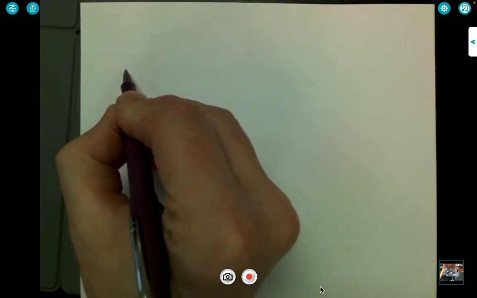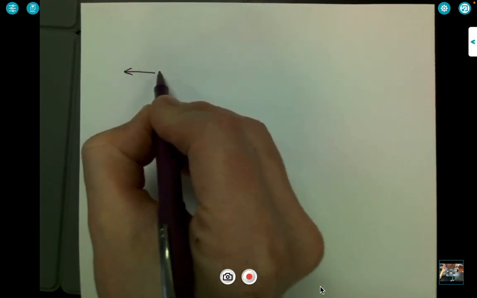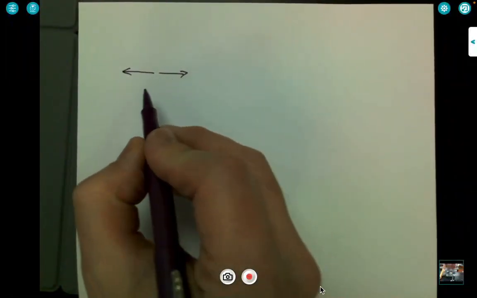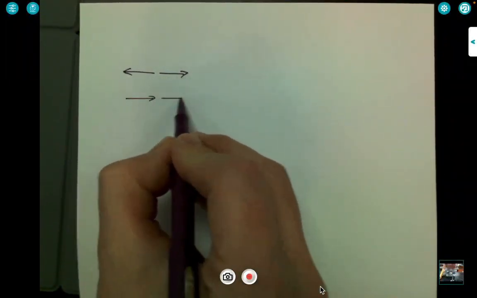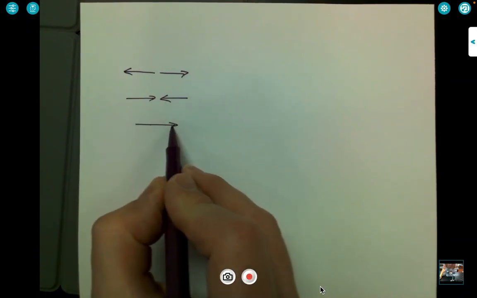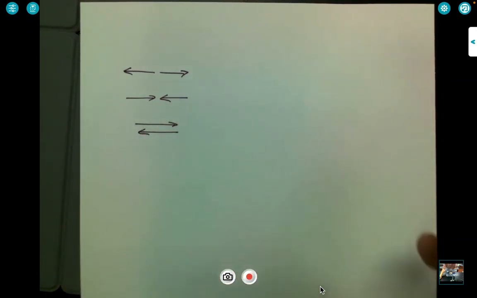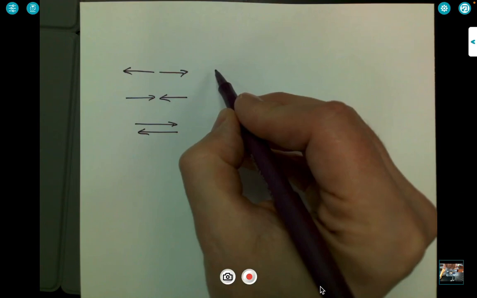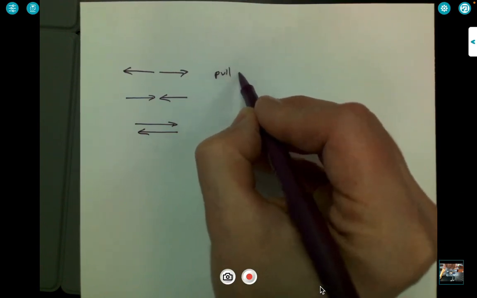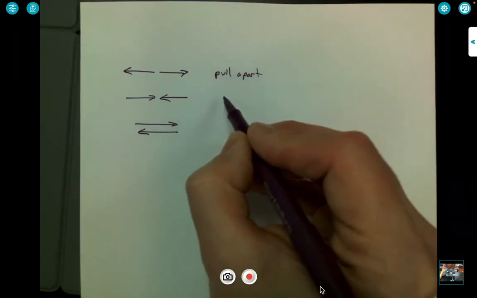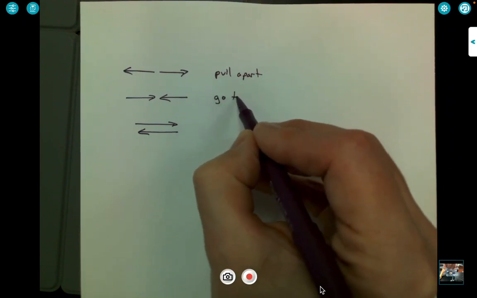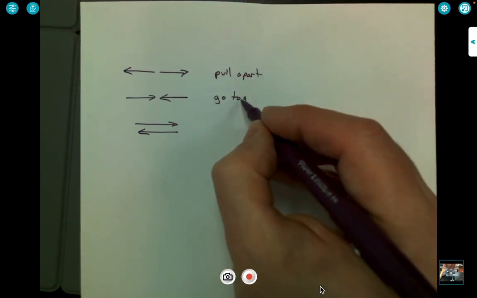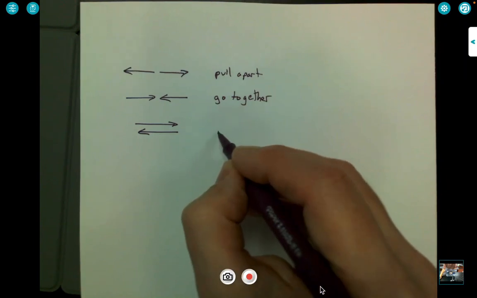Hello. First thing we did today was to give some names to some of the things we've been doing. So we've been looking at plates that pull apart from each other, plates that go towards each other, and plates that slide past each other. So again, just using these words, they pull apart, they go together, or past each other.